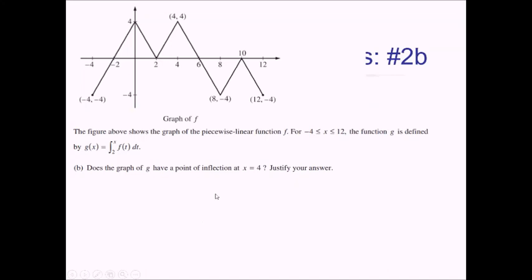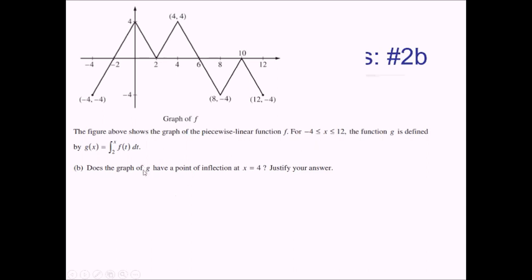For this part of the problem, they want to know if the graph of g has a point of inflection at x equals 4. Well, to figure out if g has a point of inflection, one way to do it is to figure out if g double prime is changing sign. Another way to do it is just to figure out if g prime itself is reversing direction, changing either from decreasing to increasing or increasing to decreasing.